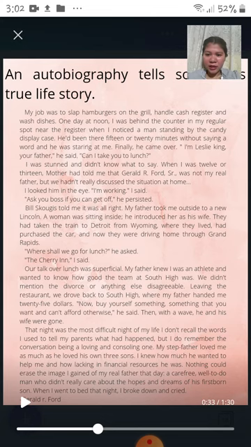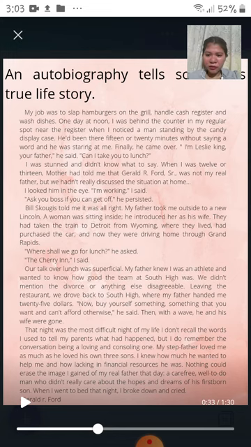They had taken the train to Detroit from Wyoming, where they lived, had purchased a car, and now they were driving home through Grand Rapids. Where shall we go for lunch? He asked. The Cherry Inn, I said. Our talk over lunch was superficial. My father knew I was an athlete and wanted to know how good the team at South High was. We didn't mention the divorce or anything else disagreeable.